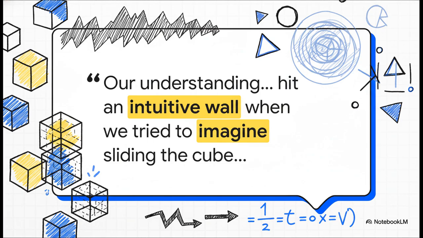And this quote from Kate Nowak just nails the problem. She writes that the group hit an intuitive wall, because you can't actually pull a cube into a fourth dimension in our world. That simple method that works so well just stopped. And it forced them to rely on pure logic and pattern finding instead of something they could see.